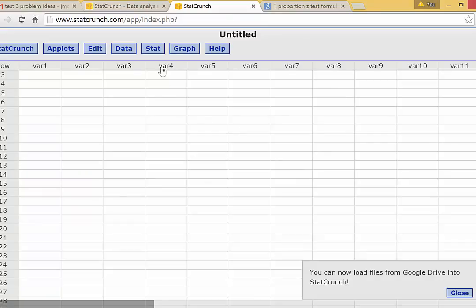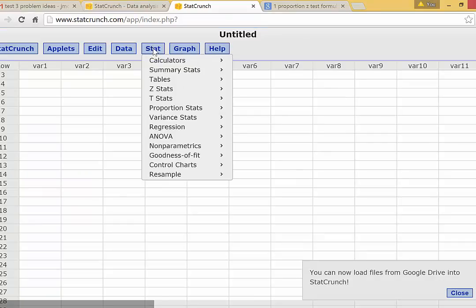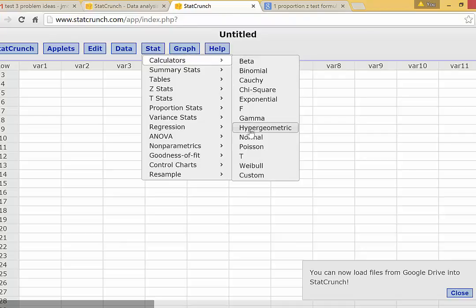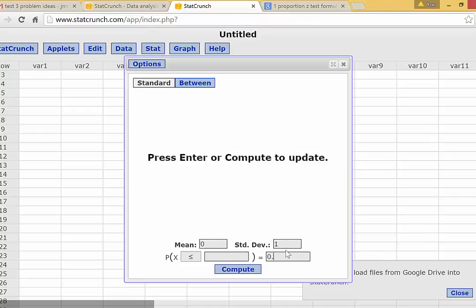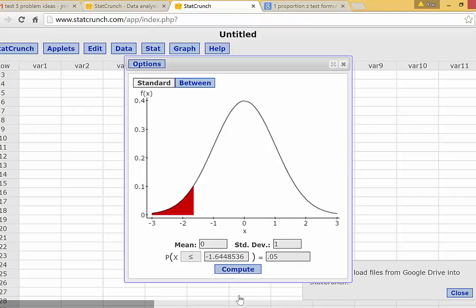Using StatCrunch, we would do that by clicking Stat, Calculators, Normal. We would leave the mean at 0, the standard deviation at 1. And then what we want to know is, what is the z-value when we have 0.05 accumulated in the tail? So less than, this value gives us an accumulated proportion of 0.05. Click compute, and that's what the picture shows us here.